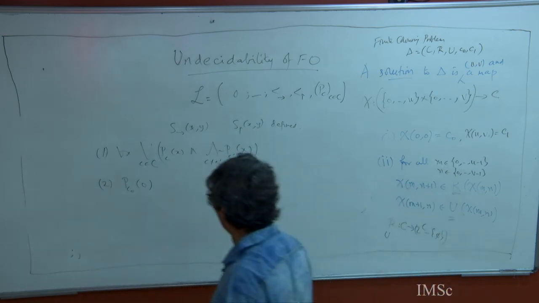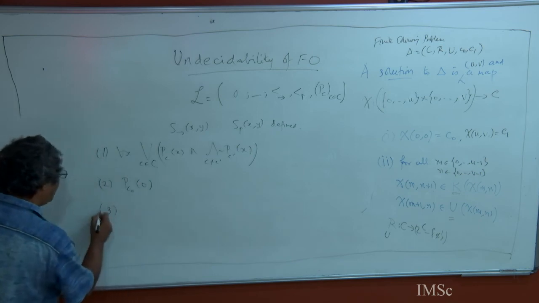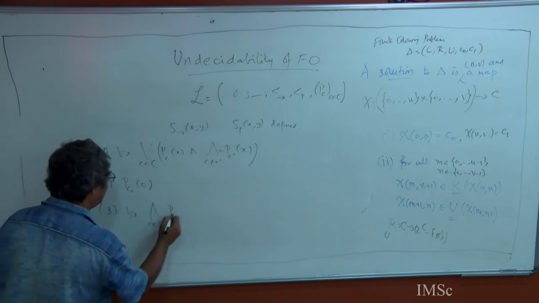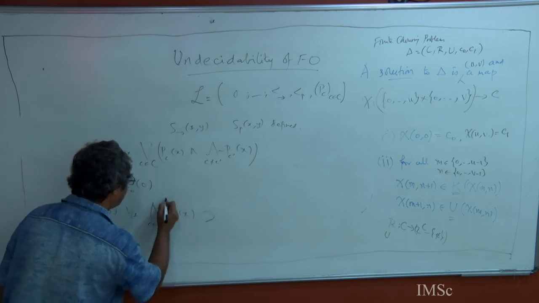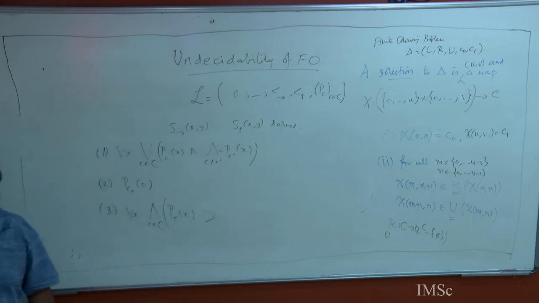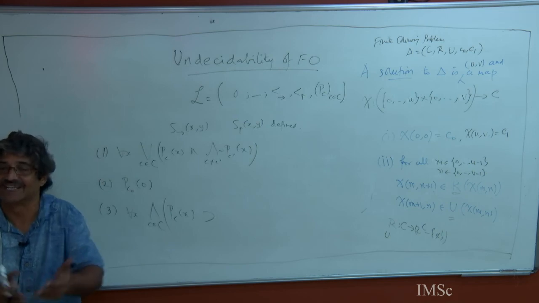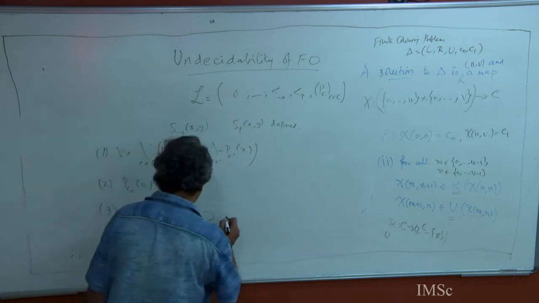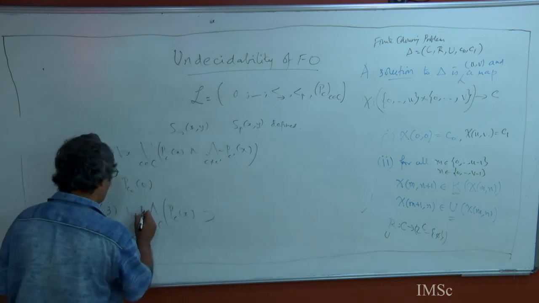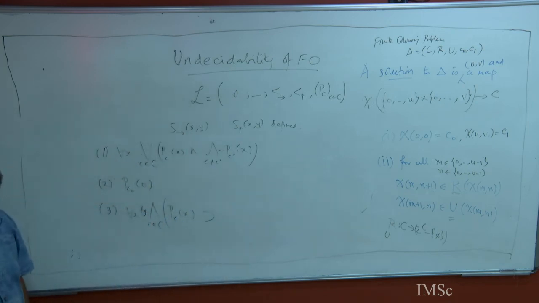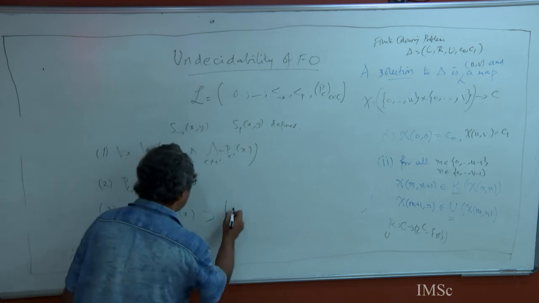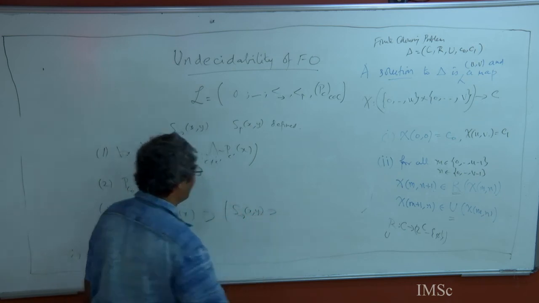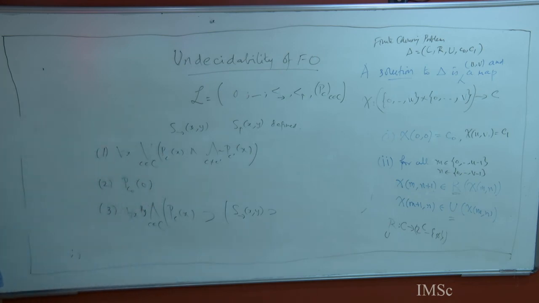What about 3? For all x and over C belonging to C, Pc of x implies. I can't say the successor has this because I don't know whether it has a successor or not. So I must write for all x, for all y, right successor of x is y implies. Is this clear?